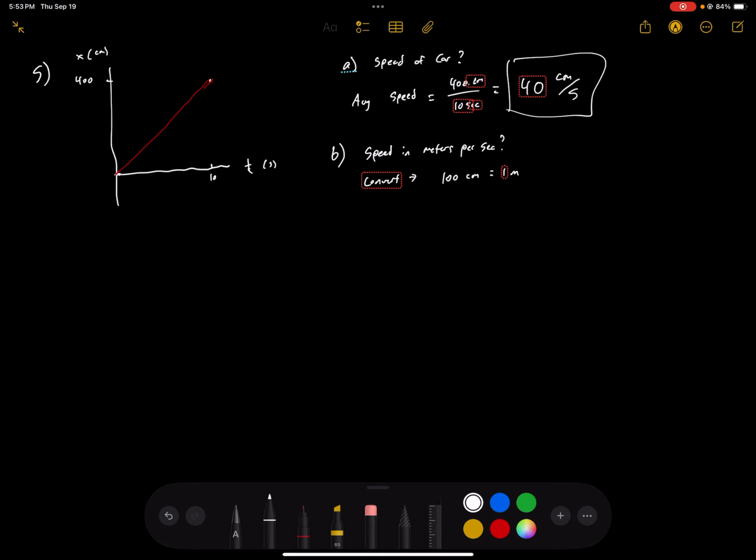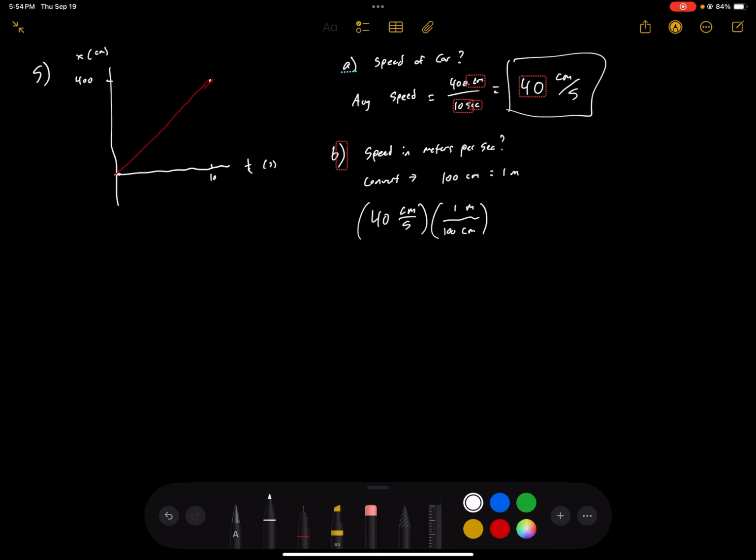So we have 100 centimeters in a meter. If I have 40 centimeters per second, I'll do it the way they did in chemistry. You multiply it by your conversion factor. I need to get rid of centimeters and go into meters. So in the denominator, I'm going to have centimeters, and in the numerator, I'm going to have meters. And I know that for every 1 meter, there's 100 centimeters.